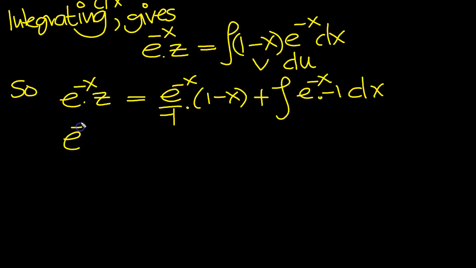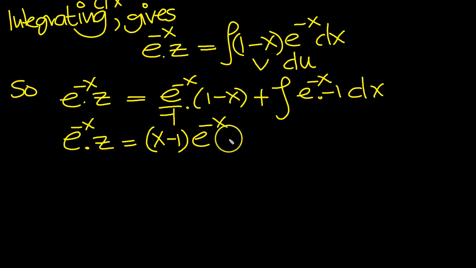So e to the minus x times z then is equal to a minus, so I can write that round the other way because that'll be an x and that'll be a minus 1. And this will be e to the minus x. And here, when we integrate, we'll get e to the minus x over minus, but there's already a minus there, so that can be a plus. Okay, good. And then we put a plus k at the end here.